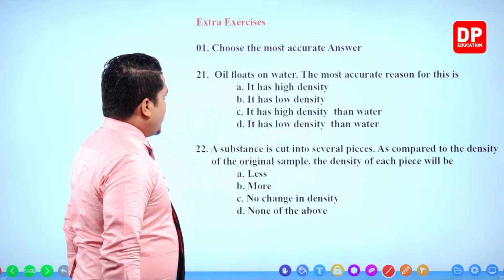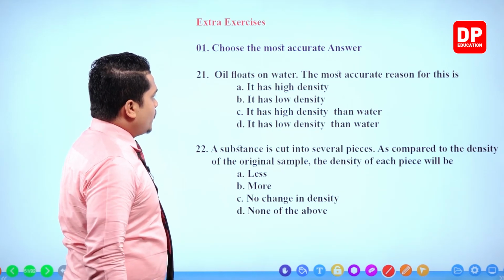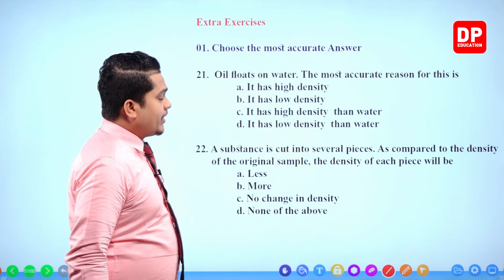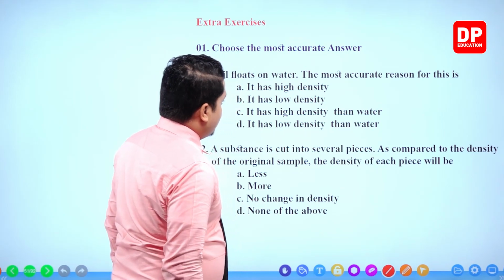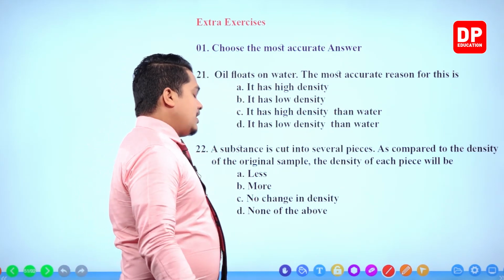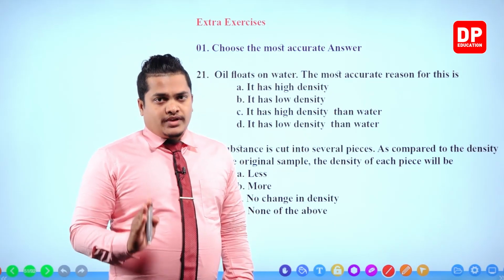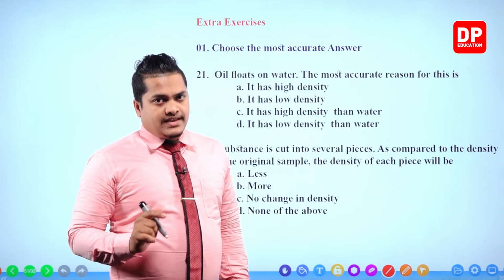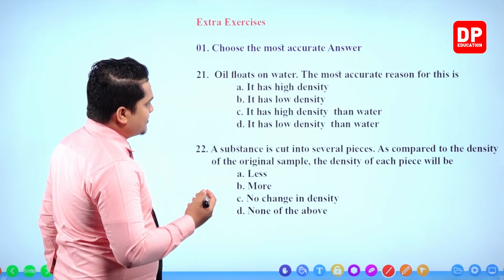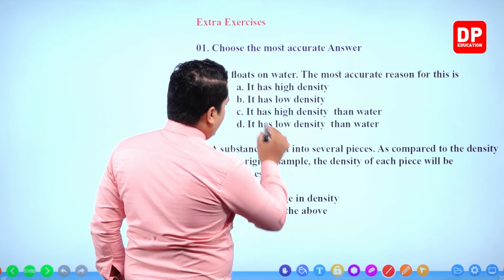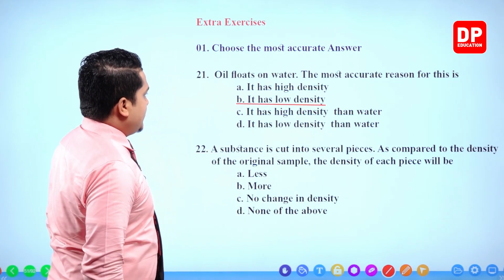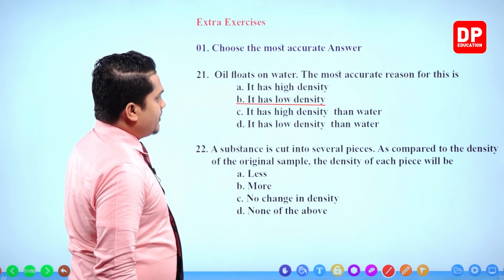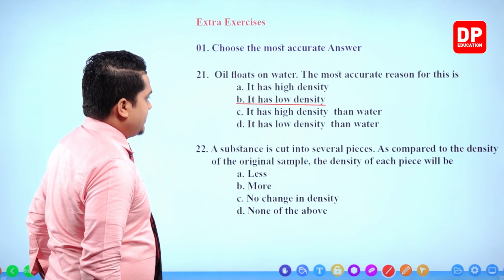So the question number 21, oil floats on water. You know that oil is going to float on water. The most accurate reason for this is it has high density. So if it is floating, my dear children, you know that the floating things have a lesser density. So go for the answer low density. Oil floats on water because it has low density.